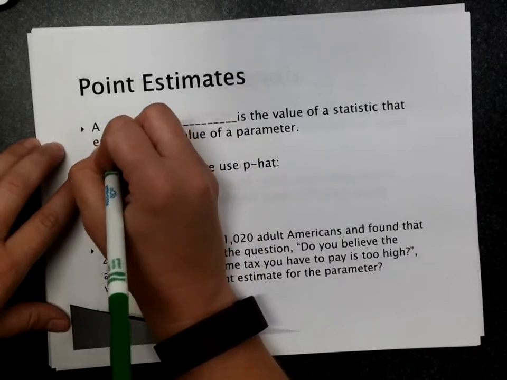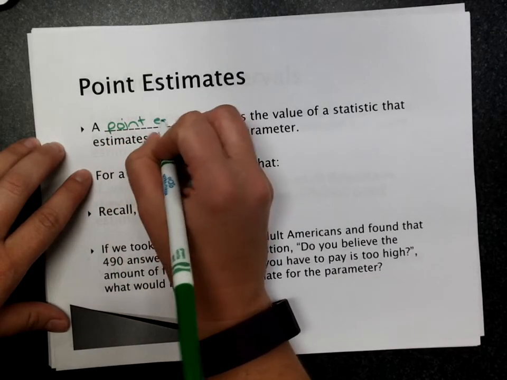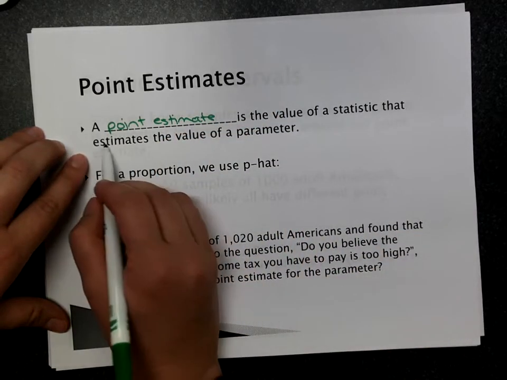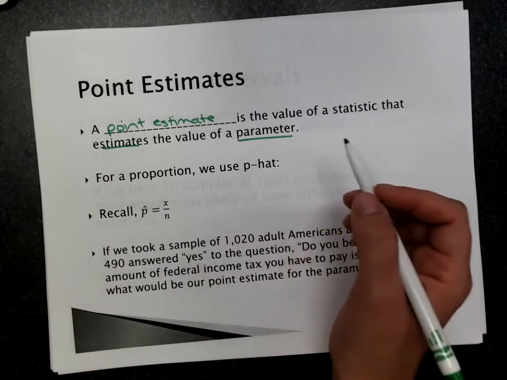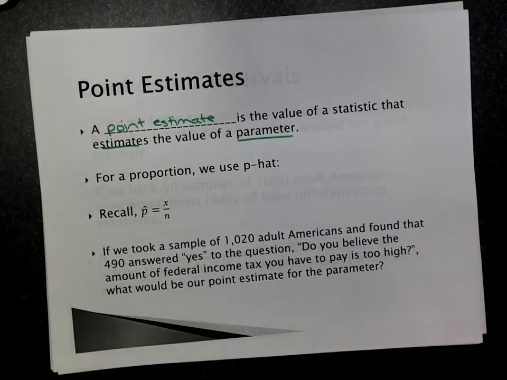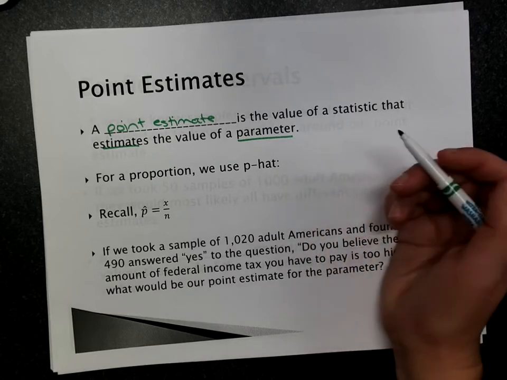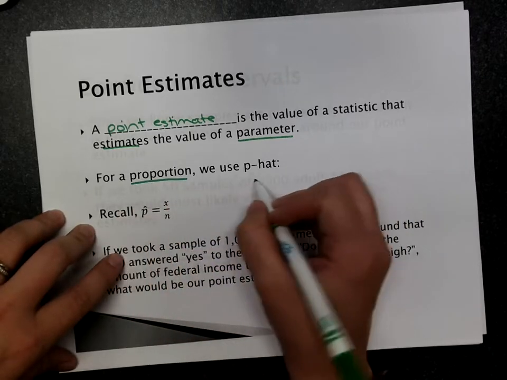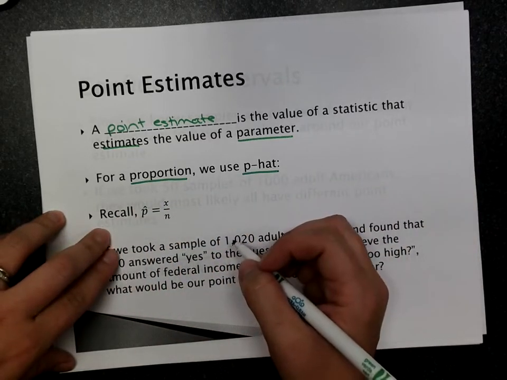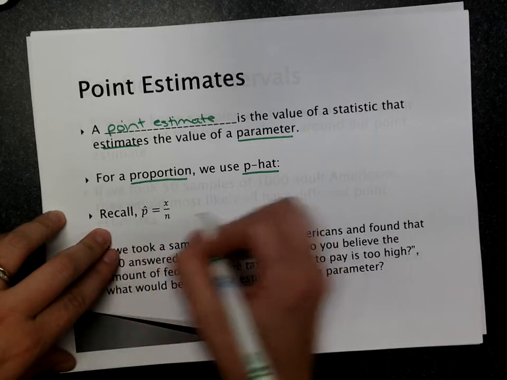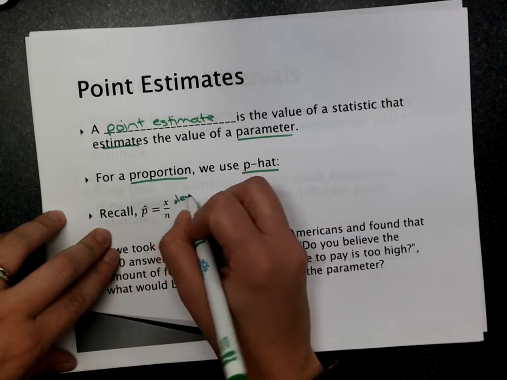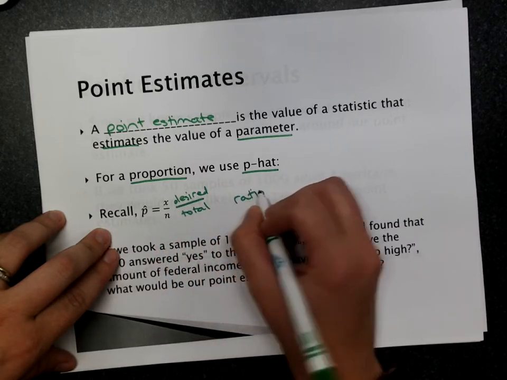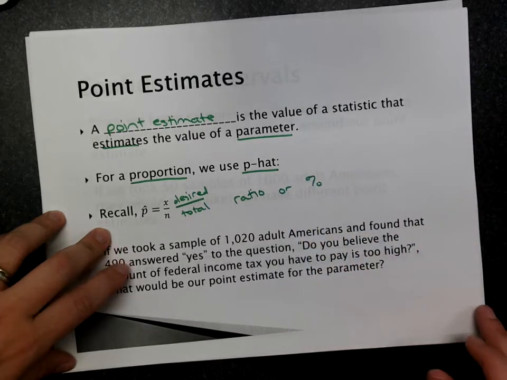So a point estimate is the value of a statistic that estimates the value of a parameter. The whole purpose behind sampling is so that we can approximate or estimate the value of the true proportion or true mean or whatever we're looking at. For section 9.1, we're looking at true proportions, which is p hat, back from Chapter 8. P hat is x over n, so we have desired over total, which is either a ratio or a percentage, just like Chapter 8.